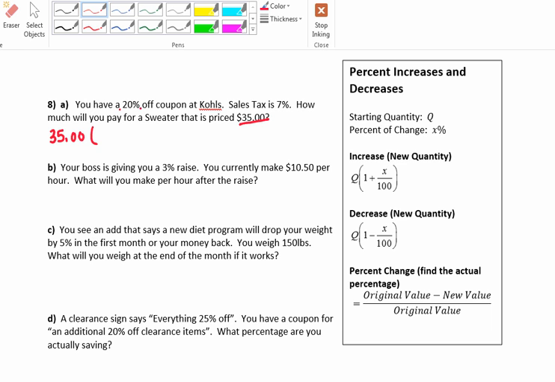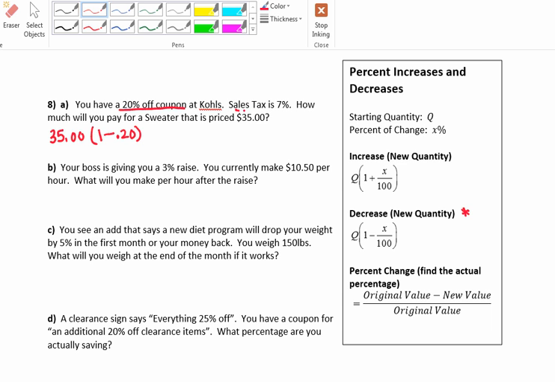Also, I see I have a 20% off coupon. Now, that's a decrease. So I can say, instead of multiplying by 20% and then subtracting, I can do this all at once. 1 minus 20 over 100, or in other words, 1 minus 0.20.